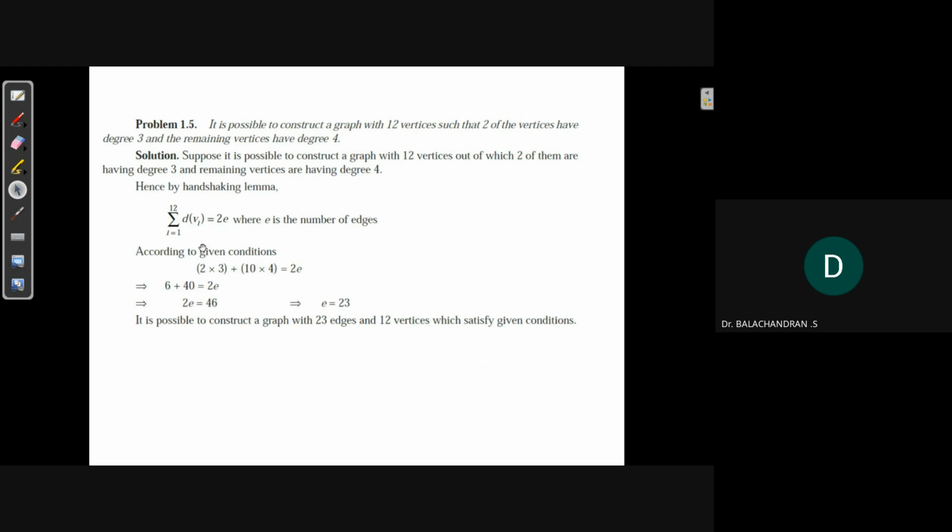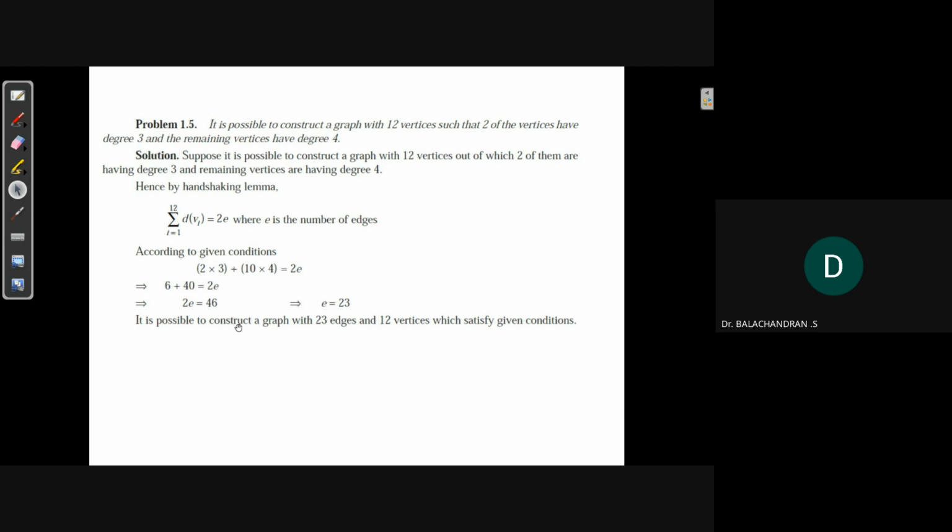Again, sum of the degrees of vertices is equal to twice the number of edges. Total number of vertices is what here? 12 vertices. Two of them are degree what? 3. Remaining means 10. Remaining vertices are degree 4. So 10 into 4 equal to twice the number of edges. We don't know the number of edges. So 6 plus 40, 46 is equal to 2e, means e equal to 23 edges.